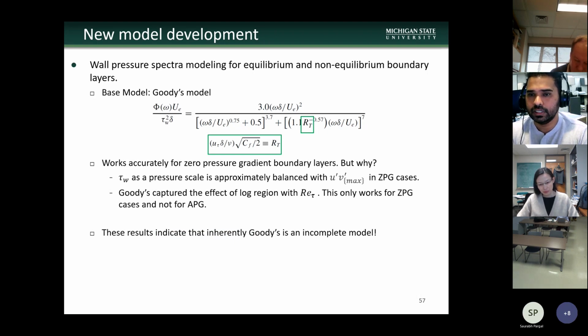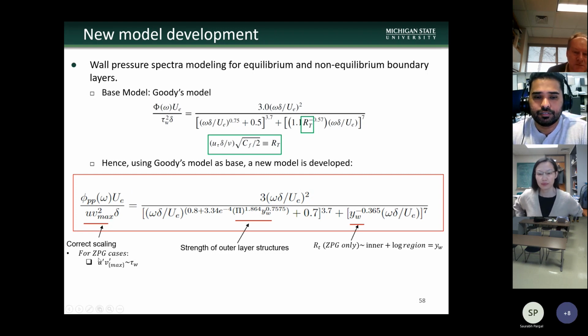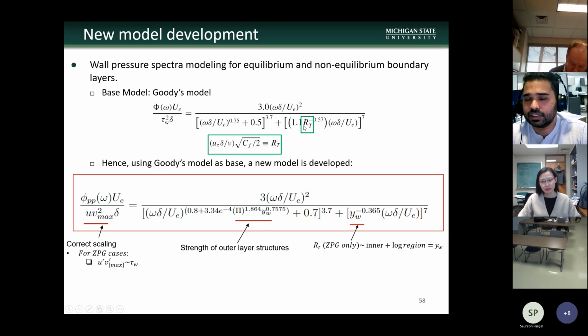So that's why we started with Goody's model as a base, right? And we developed a new model. So instead of using wall shear stress in Goody's model, we replaced it with the local maximum Reynolds stress, right? And for ZPG cases, they are very similar. It's a special case, but that is one thing we did. Second, to check the strength of the outer layer structures, we use the Coles parameter, right? And the third is that instead of using RT, which is a Reynolds number parameter, we replace it with YW, which directly calculates the log region from the velocity profile, right?